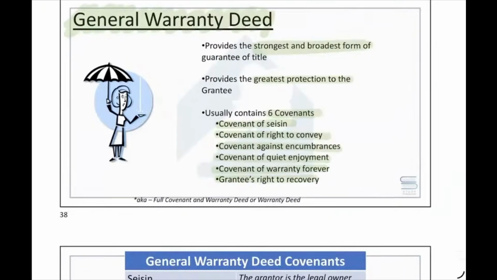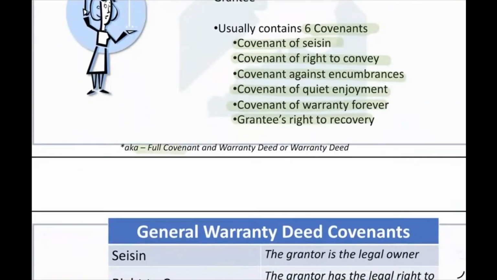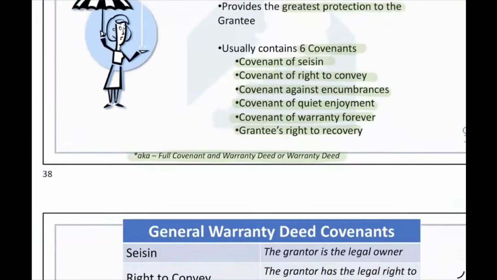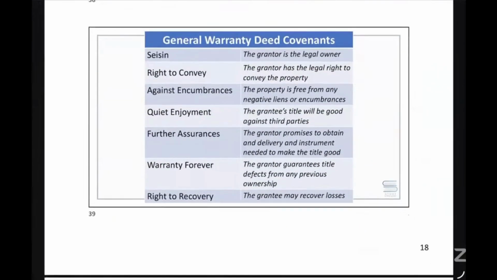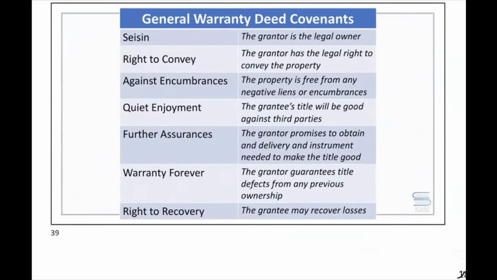Now, also remember, if you're looking at my slides, this could also be called the full covenant and warranty deed, or just a warranty deed. Any of these names would work. And just so you all have it, if you want to look it over, here are those promises or covenants I just listed. They tend to ask you about this one, the covenant of seisin. That's basically saying, hey, I'm giving this land to you, and I'm actually the owner who has the legal right to give it to you. We like that one.